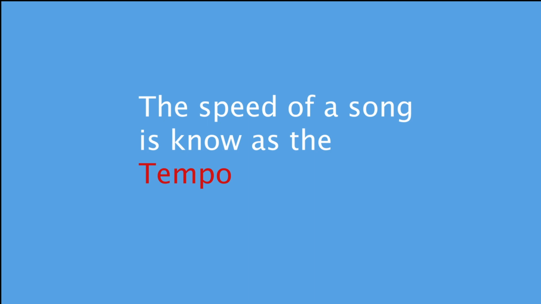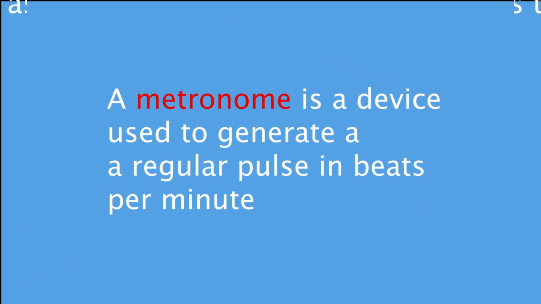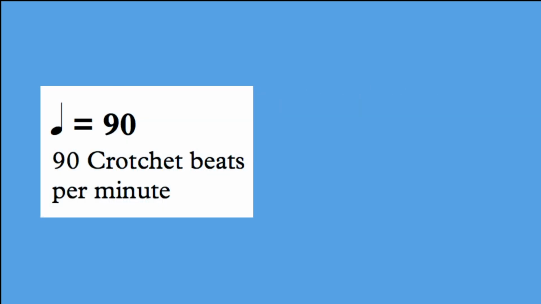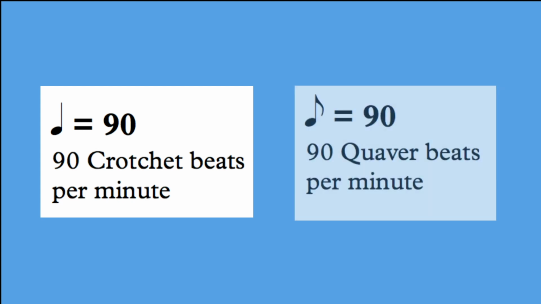The speed of a piece of music is called the tempo. A fast song can be referred to as being in a fast tempo. We can use a device called a metronome to indicate the actual speed written on the music score. This tempo marking would be interpreted as 90 crotchet beats per minute, and this would be 90 quaver beats per minute.